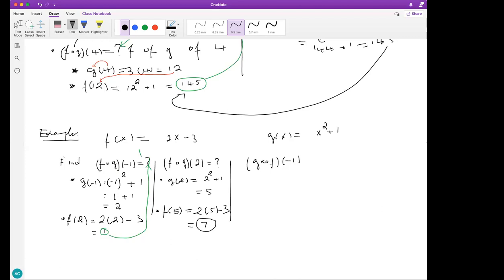Finally, now we have g of f of -1. What do you find first again? Which evaluation do you do first?